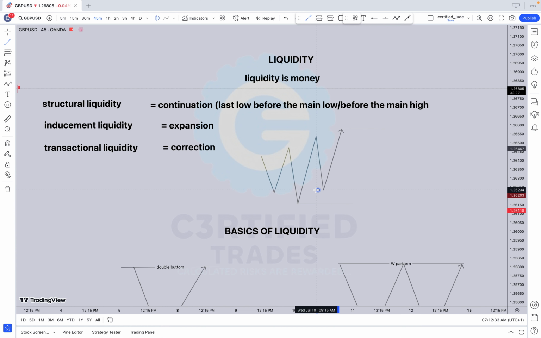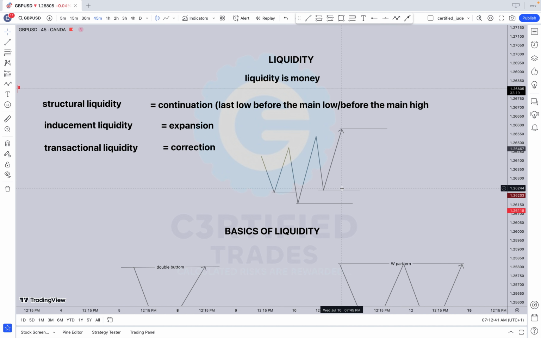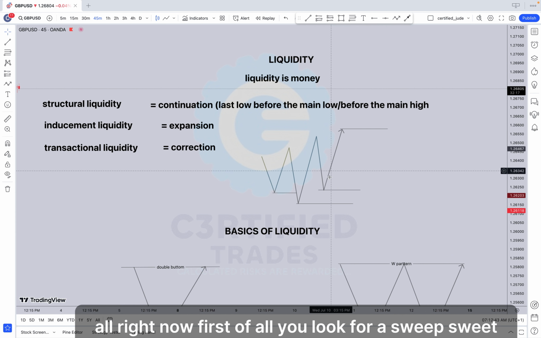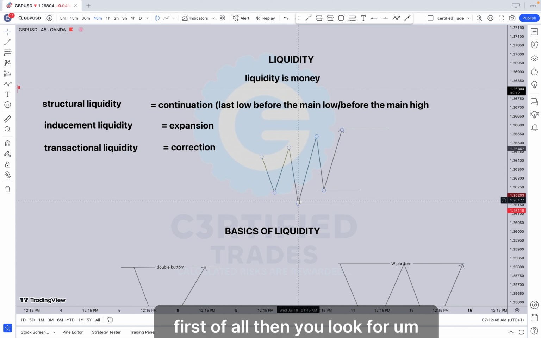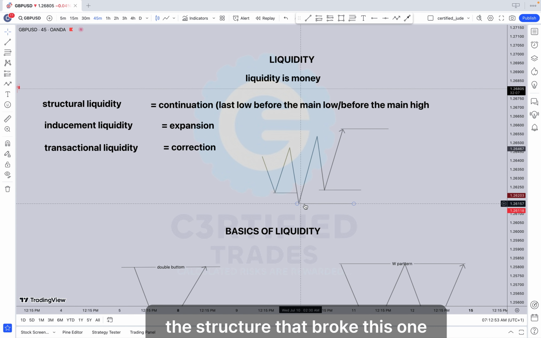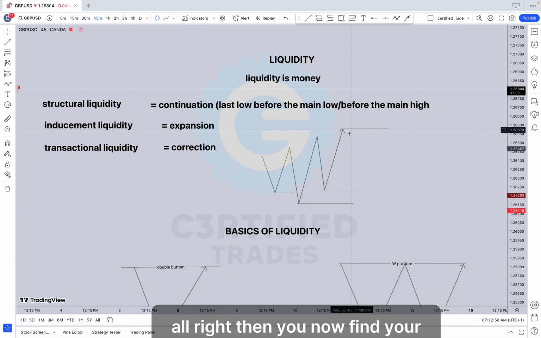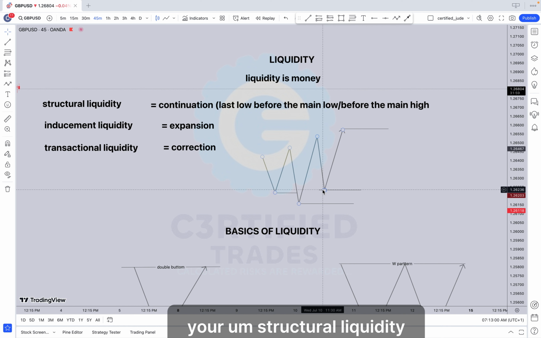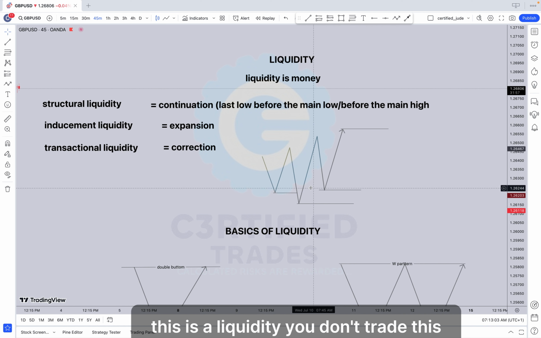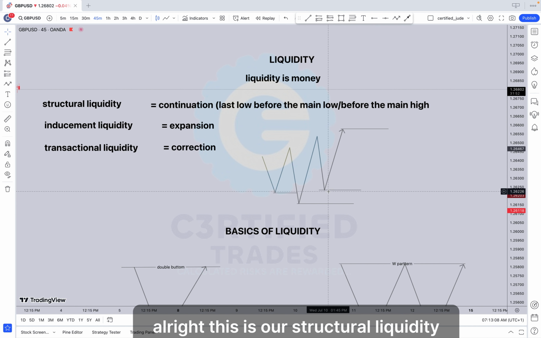So this one, let's mark this out. This is our structural liquidity. All right, now first of all, you look for a sweep. Then you look for the structure that broke this one, then the high of it. All right, then you will now find your structural liquidity. This is a liquidity, you don't trade this. All right, this is our structural liquidity.